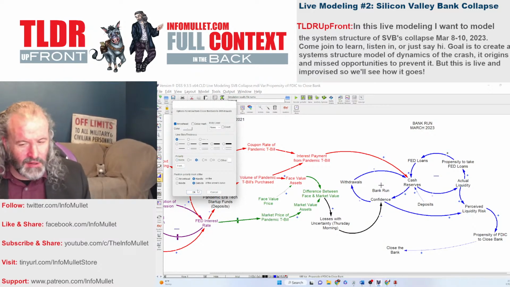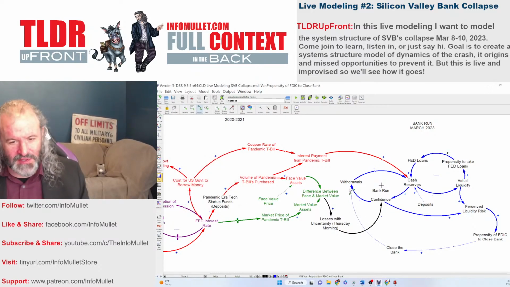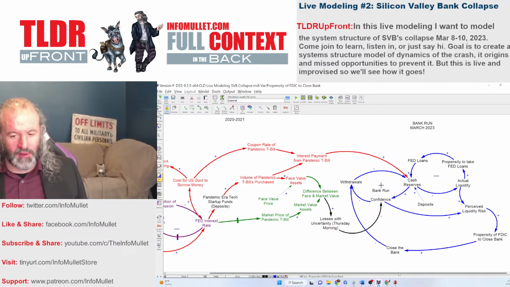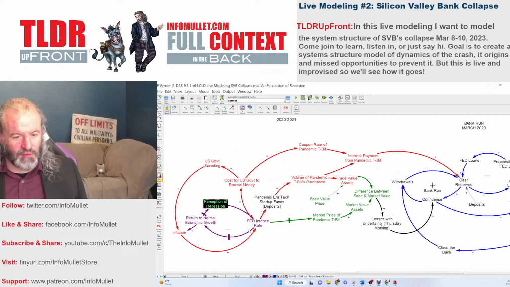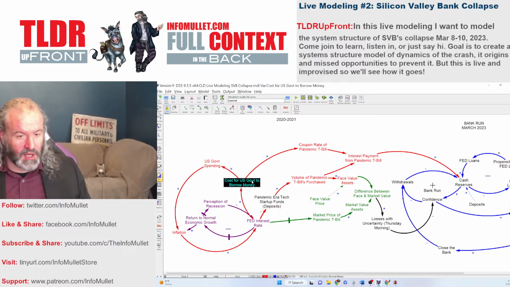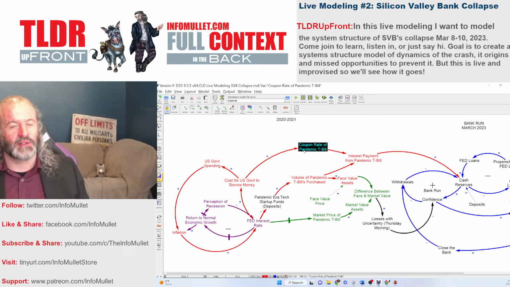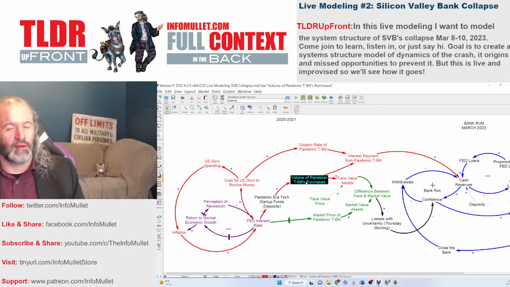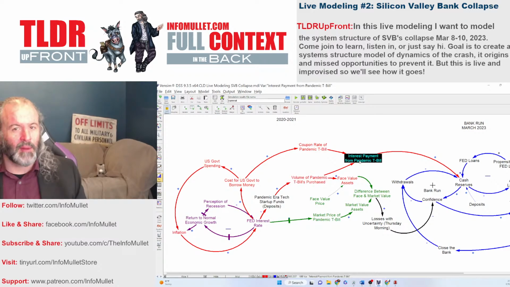It's a little bit hairier than I was hoping. This is obviously not a topic I'm as familiar with as violence and instability, but I'm hoping to show here some of the dynamics, and there's a lot of other things going on. I could come back and finish this model out, but what we've got now is a basic model that replicates: you have pandemic, perception of recession, Fed rates go down, tech startup funds go up, cost for the U.S. government to borrow money goes down. That means the coupon rate of the T-bill that you invested in with all that tech bro money is not high. You're buying a lot, but the interest coming off it's not high.